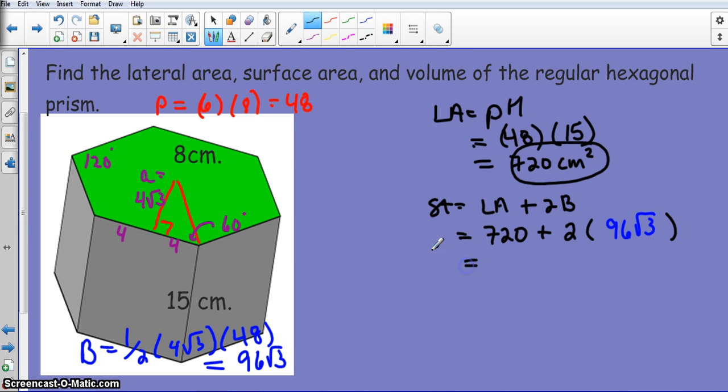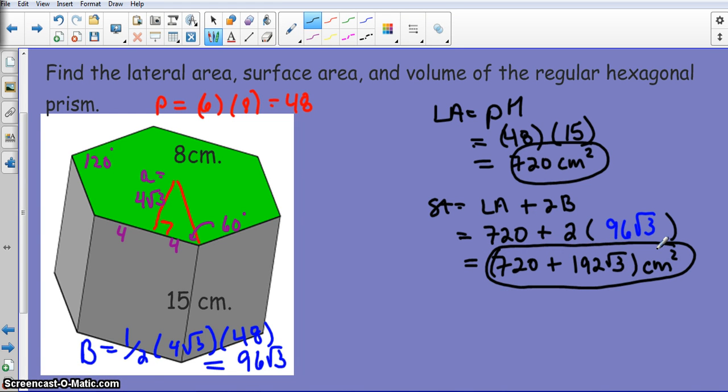Now I'm going to put these together, so I get 720 plus 96 times 2, which is 192 square roots of 3. Now these can't be combined because this one has a radical 3 and this doesn't, and so this is just our final answer. 720 plus 192 radical 3.